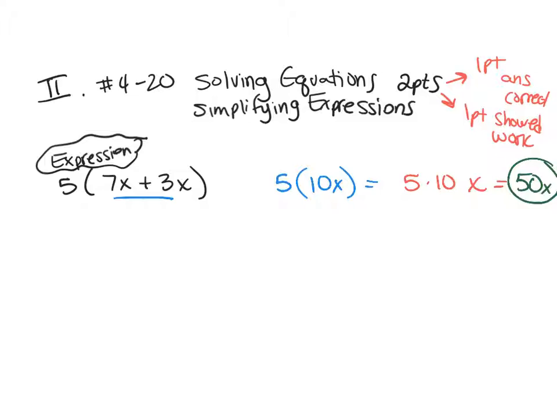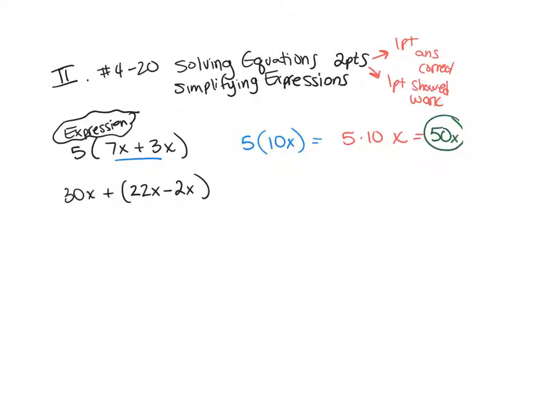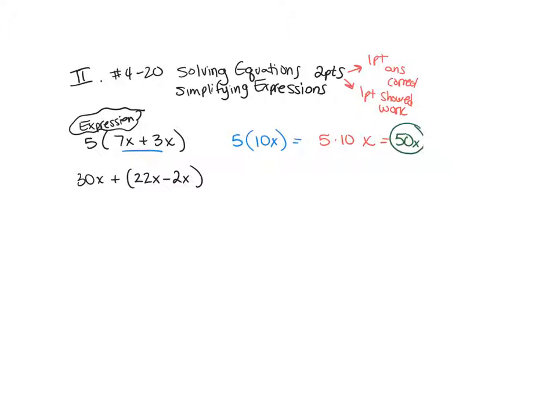Let's try another one. Again, this is also an expression. And with expressions, I simplify them. Order of operations says you work on inside parentheses first. And 22x minus 2x is 20x, plus 30x is 50x. It just so happens that we got the same answer, different things.